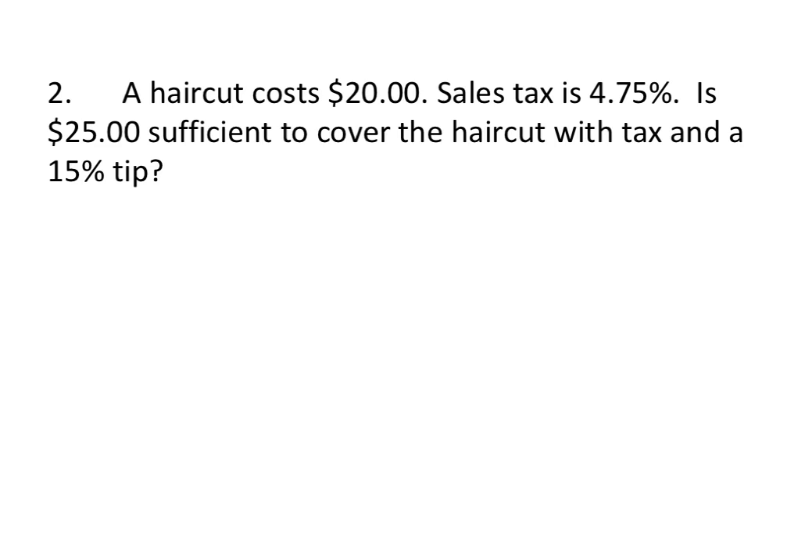All right, a haircut costs $20. Sales tax is 4.75%. Is $25 sufficient to cover the haircut with a tax and a 15% tip? So this is going to work the same way. We have the total amount of the bill, which we see is $20. That's how much the haircut costs. But in addition to that, we have to factor in tax and also a tip. So whatever we get from those, we're going to add those together, and then we're going to see if $25 would cover the grand total.